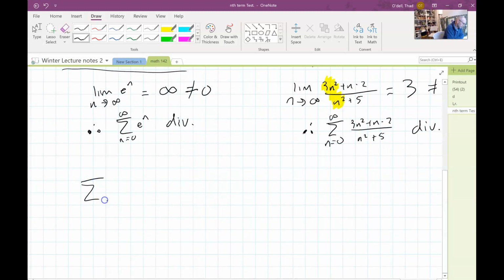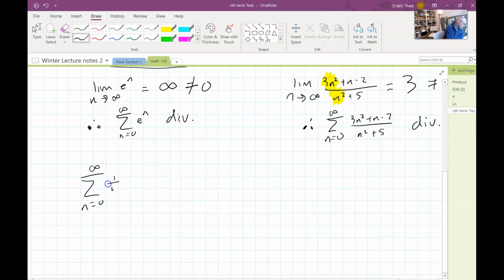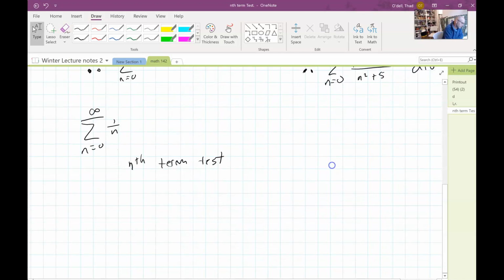Let's say we're taking this summation, n running from 0 to infinity of 1 over n. This is a series that we know: it's a harmonic series, or you could say it's a p series with p equal to 1. So we actually know that it diverges, but let's try to use the nth term test on it. If I'm using the nth term test, I would say let's take the limit as n approaches infinity of 1 over n, and this thing approaches 0, doesn't it?